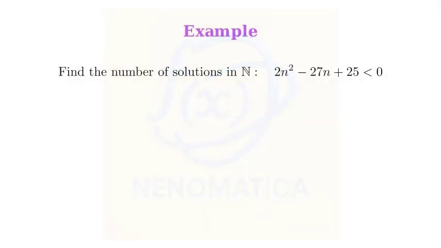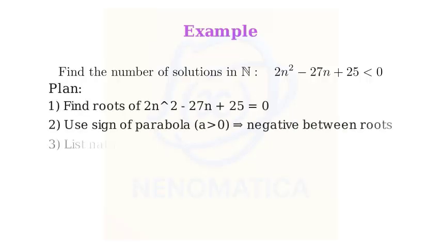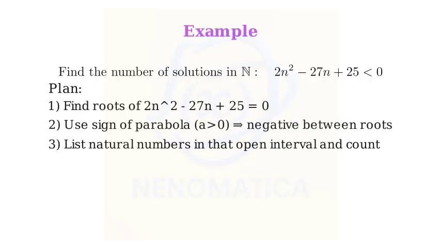Example. In this video, we will solve the inequality 2n squared minus 27n plus 25 less than 0 and count how many natural number solutions it has. Our plan is 3 steps. Step 1, find the roots. Step 2, determine the sign interval where the expression is negative. Step 3, list the natural numbers inside that interval and count them.